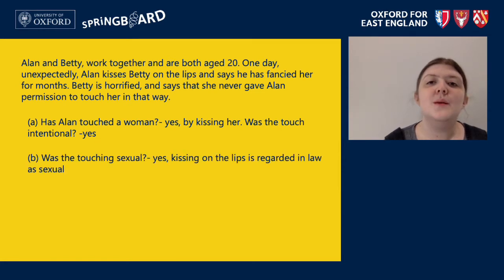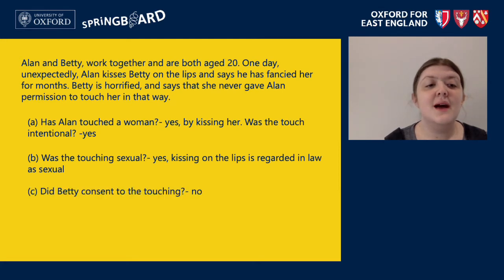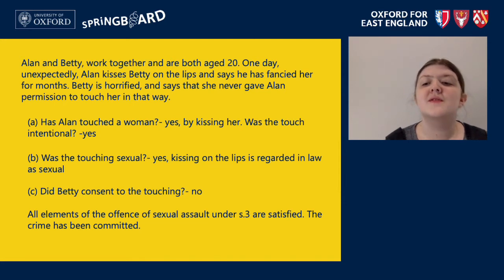So, B. Was the touching sexual? Yes, as I mentioned earlier, the courts have decided that a romantic kiss is sexual touching. And C. Is it true that Betty did not consent to the touching? Yes, that's quite obvious here. Betty never agreed with Alan that he could kiss her. So if we look at the crime of sexual assault under section 3, sexual assault has happened here.